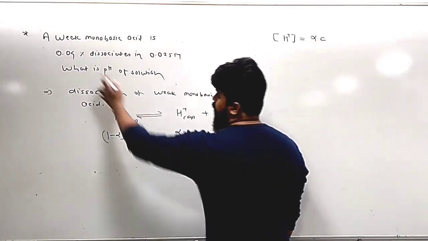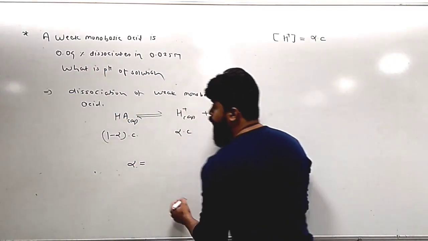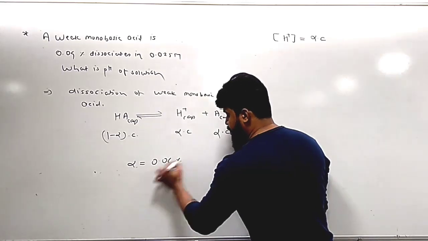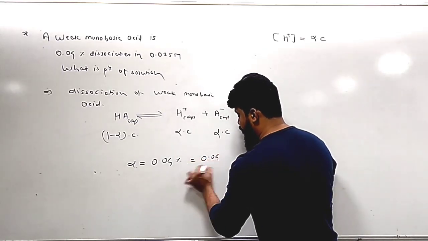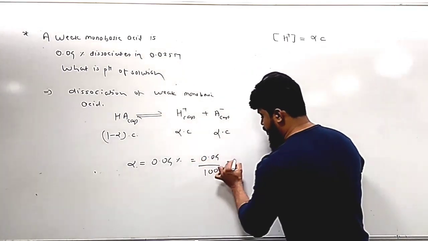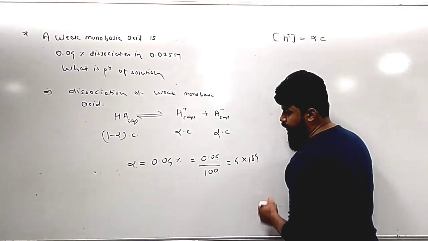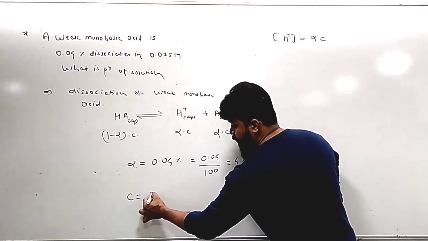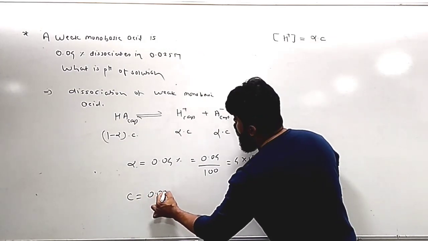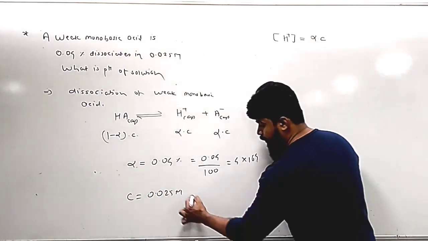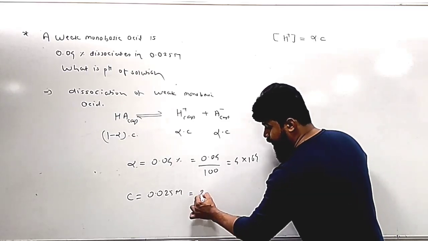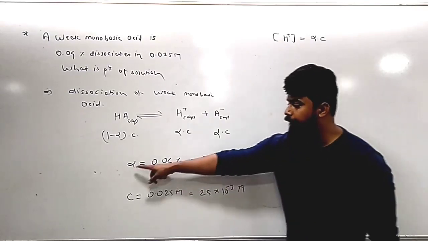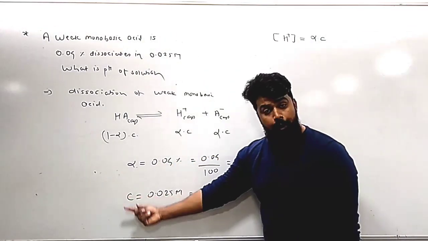Alpha is given. Alpha is equal to 0.04%. That is 0.04 divided by 100, that is 4 into 10 raised to minus 4. Even they give us a concentration. Concentration is 0.025 molar. That is 25 into 10 raised to minus 3 molar. We know the degree of dissociation alpha. We know the concentration term.